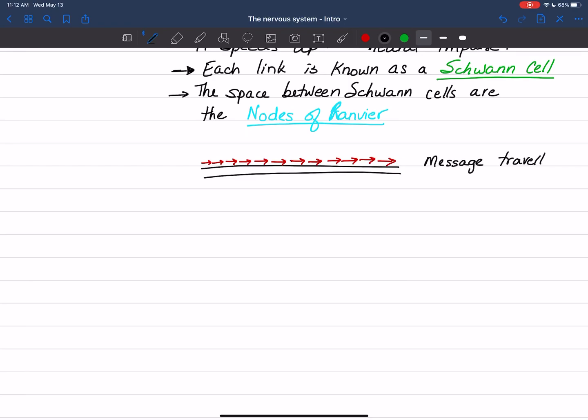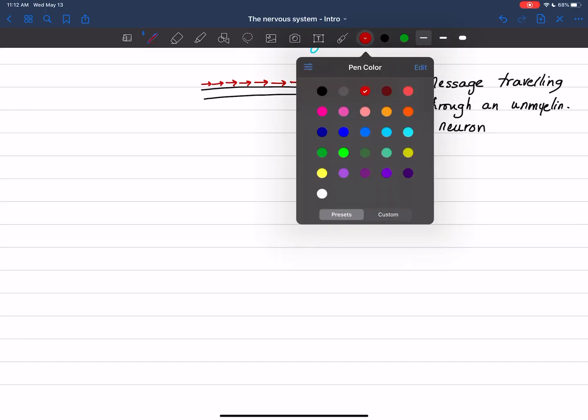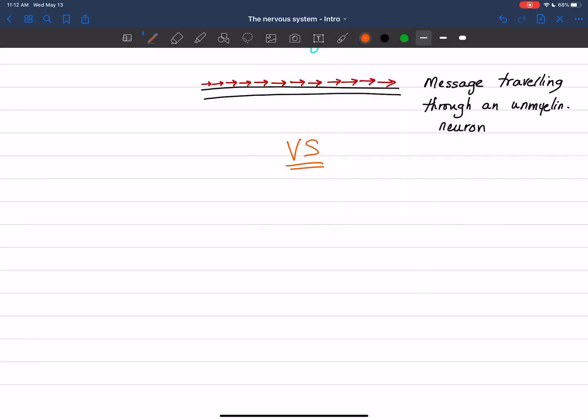traveling through an unmyelinated neuron. Now look at what happens. So we're going to say, look at what happens when you have a neuron that is myelinated.